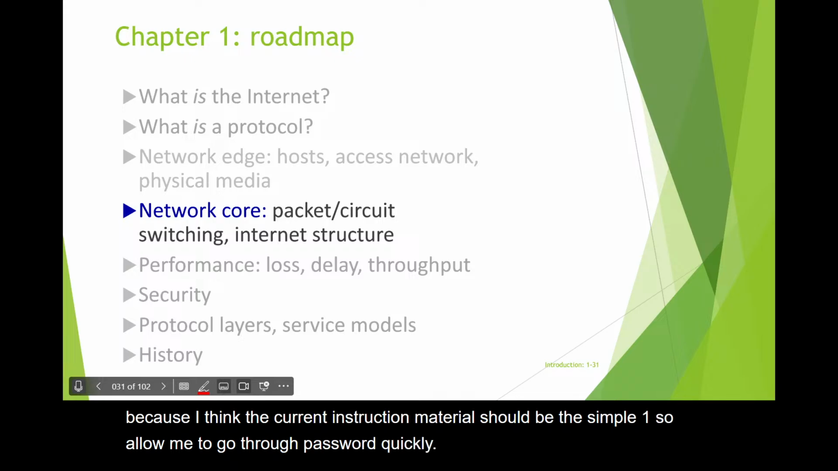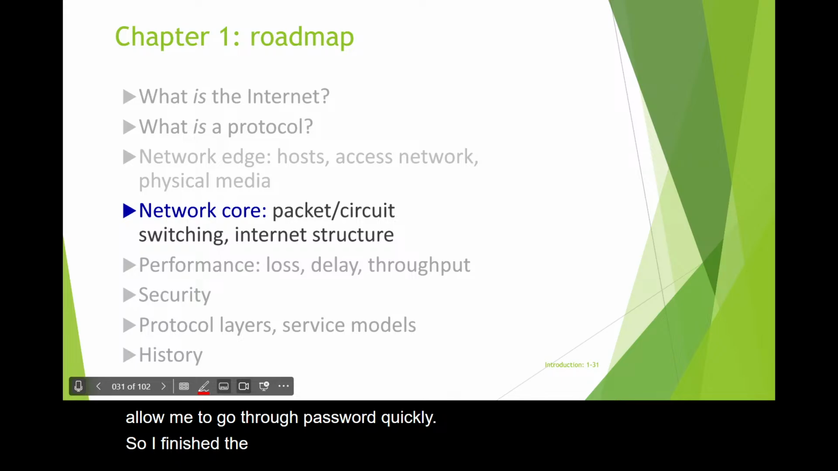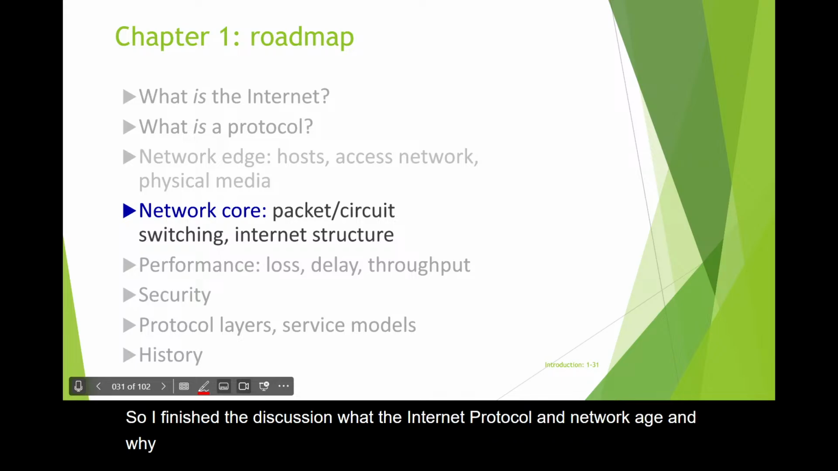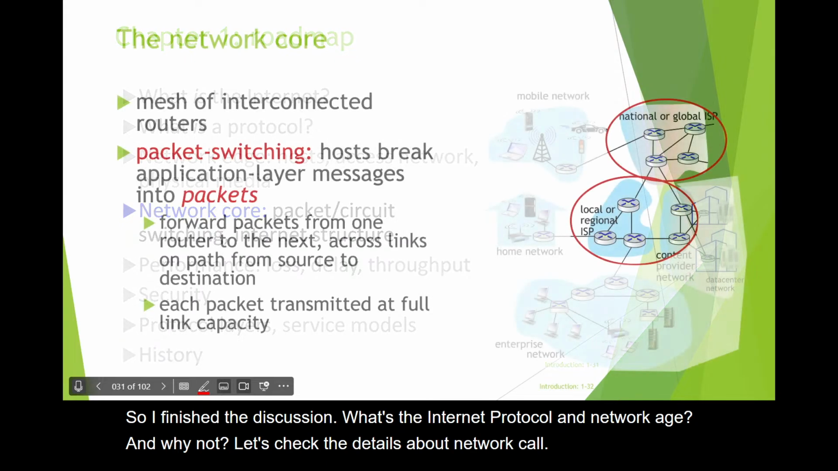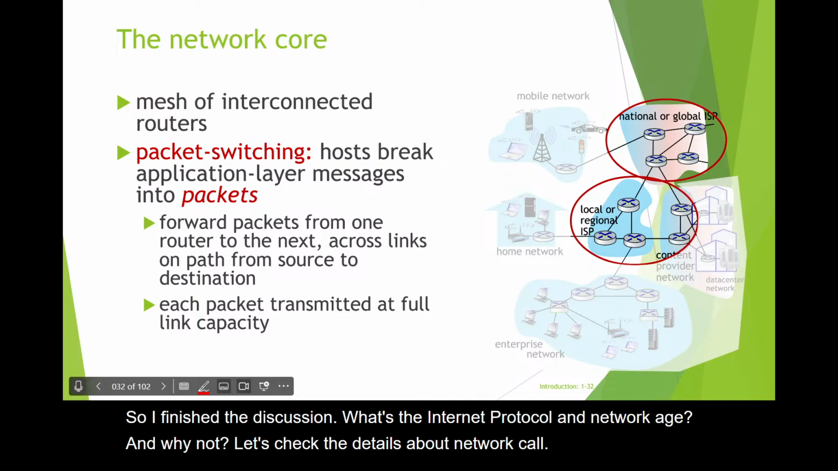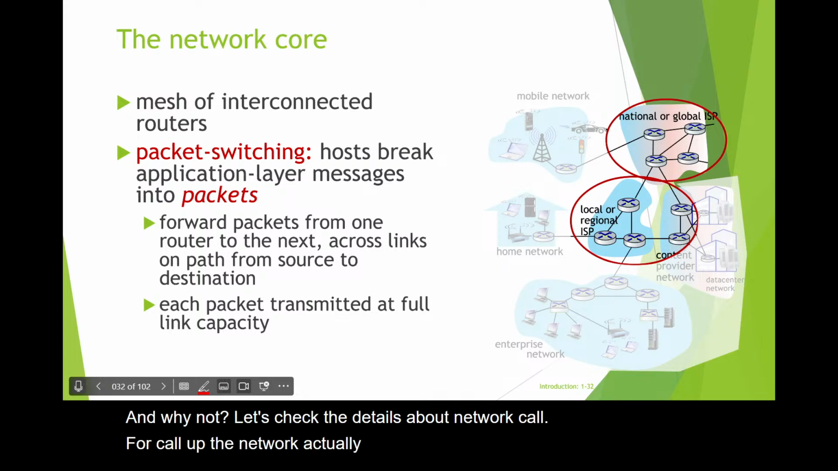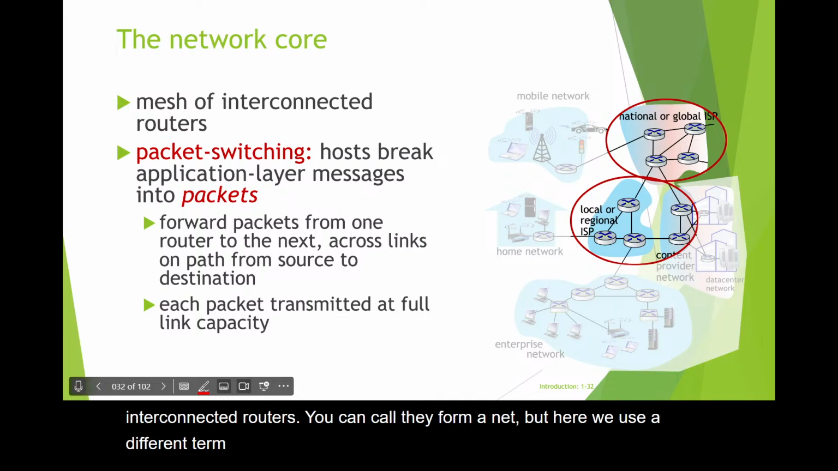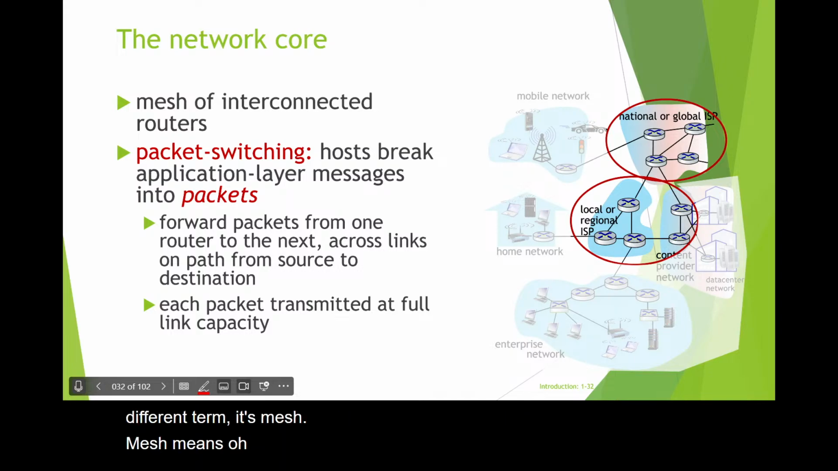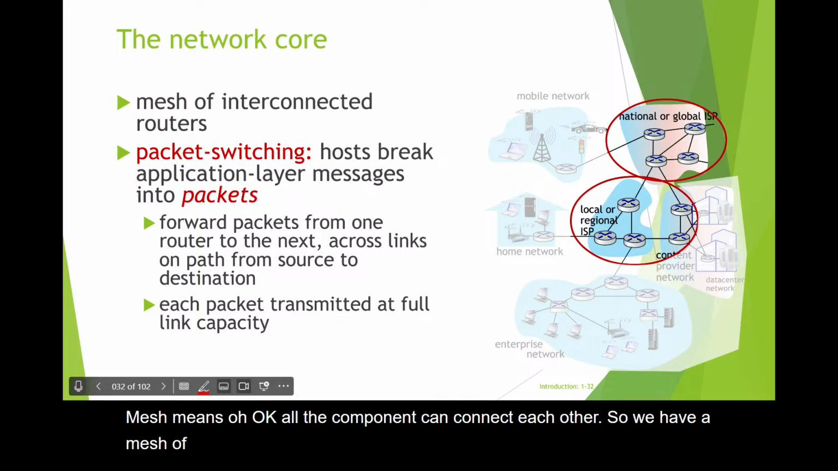So I finished the discussion of the internet protocol and network edge, and right now let's check the details about the network core. For the core of the network, we have interconnected routers. The interconnected routers you can call a net, but here we use a different term: mesh. Mesh means all the components can connect to each other. So we have a mesh of interconnected routers.